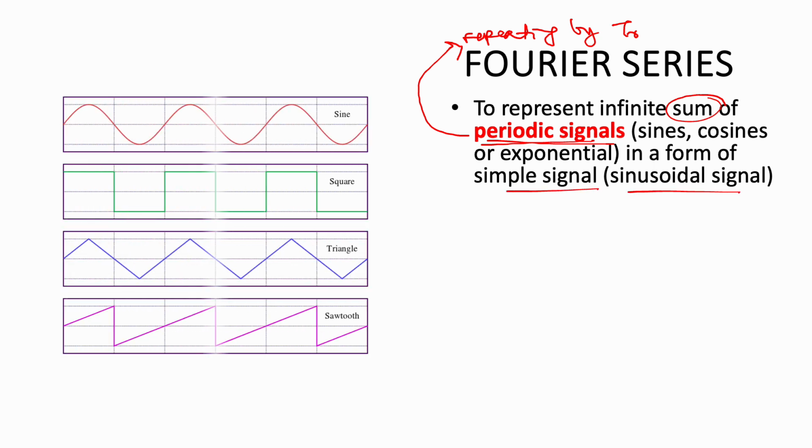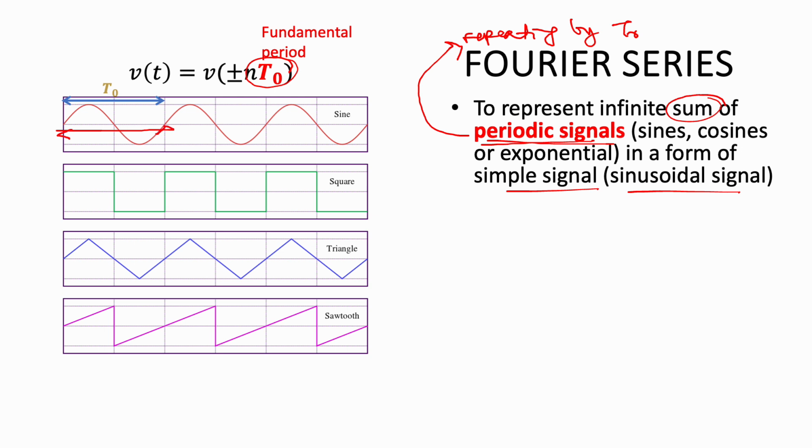So when I say it is a repeating signal by a period of t naught, here t naught is the fundamental period. The next cycles or the next repeating signals will be at multiples n, so this is 2t naught, 3t naught.